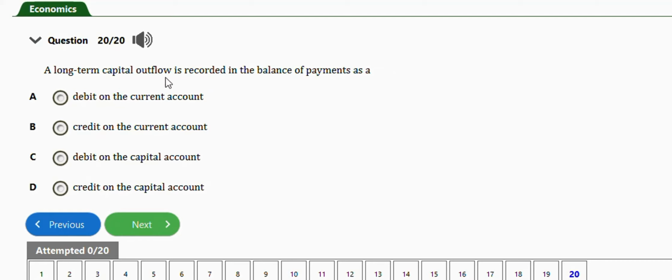It says long-term capital outflow is recorded in the balance of payment as A, debit on the current account, credit on the current account, debit on the capital account, credit on the capital account. So a long-term capital outflow is recorded in the balance of payment as a debit on the capital account, option C. So the right answer is option C.